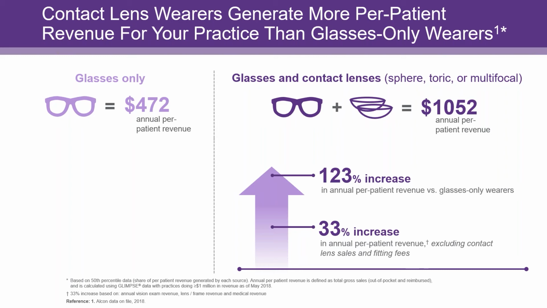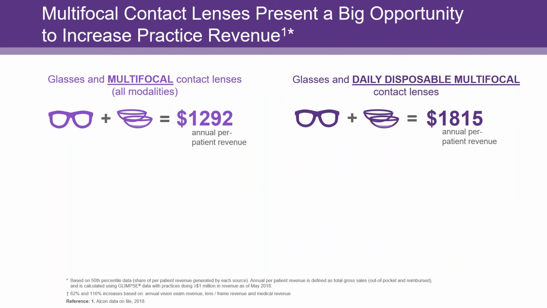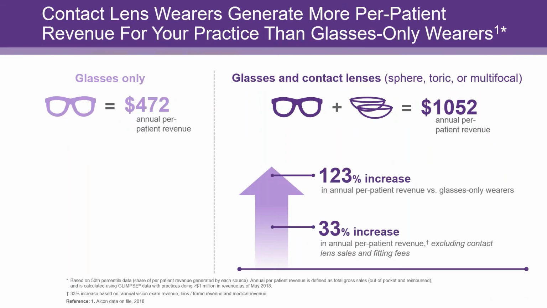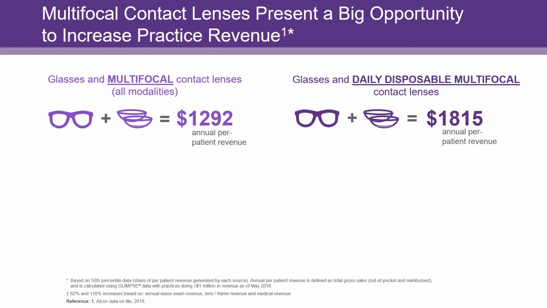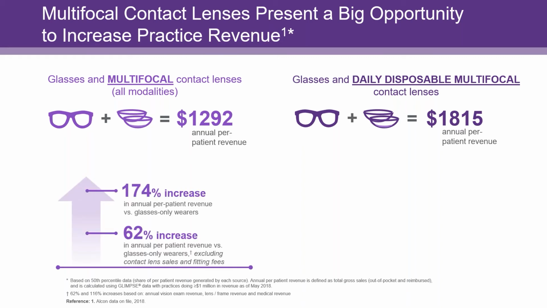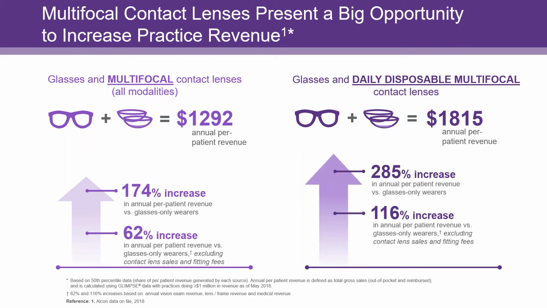Cut it a little bit finer. How about glasses and multifocal contact lenses? Even more so. Across all modalities, right? So you can see that the annual per patient revenue is higher. I can go back here to look at the numbers again, 1052, and now it's at 1292. So that's higher. And if you want to bump it up one step further, you can go to the glasses and daily disposable multifocal contact lenses for $1,815 annual per patient revenue. And again, if we look at the increases, what this represents, very large increases over baseline.